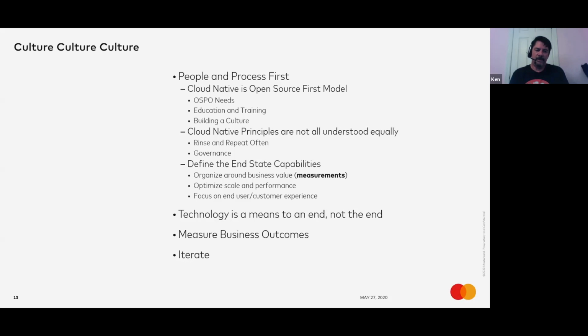Another lesson we've learned is around the in-state capabilities. We found very early that as technologists, it's very easy and fun to go out and look at all kinds of technology and build great solutions that never get used. So it's really important to think about the in-state capability you're trying to build first. To do that, you look at how to organize these capabilities around a business value that we're trying to deliver.